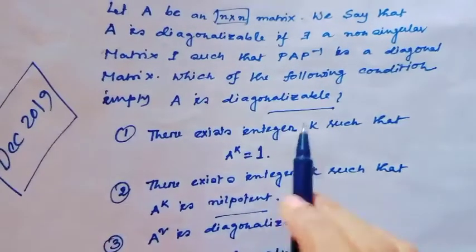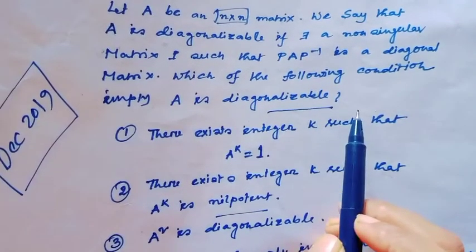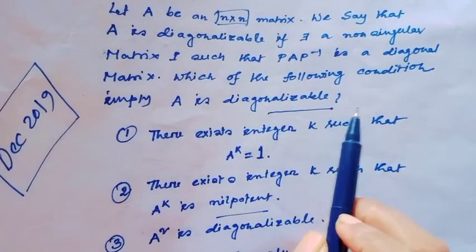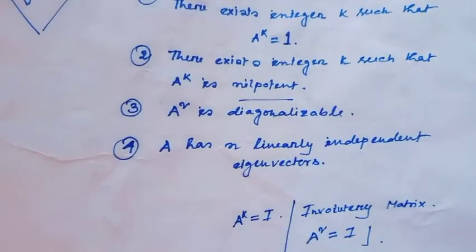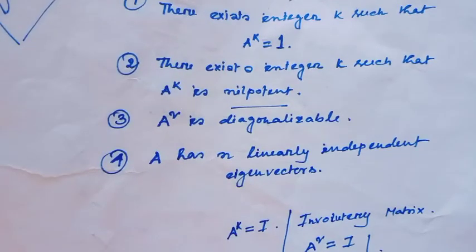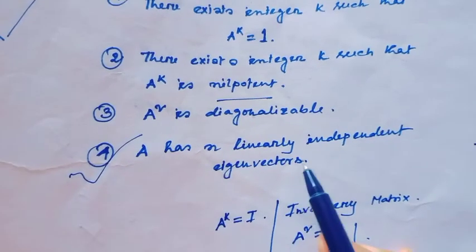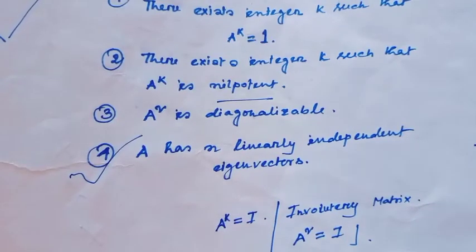Here we have to find which matrix is diagonalizable. All of us know diagonalizable means there always exist n linearly independent eigenvectors. If the matrix is diagonalizable, then the number of linearly independent eigenvectors equals the order of the matrix. Option 4 is always a true option. This is actually the definition of diagonalizable.